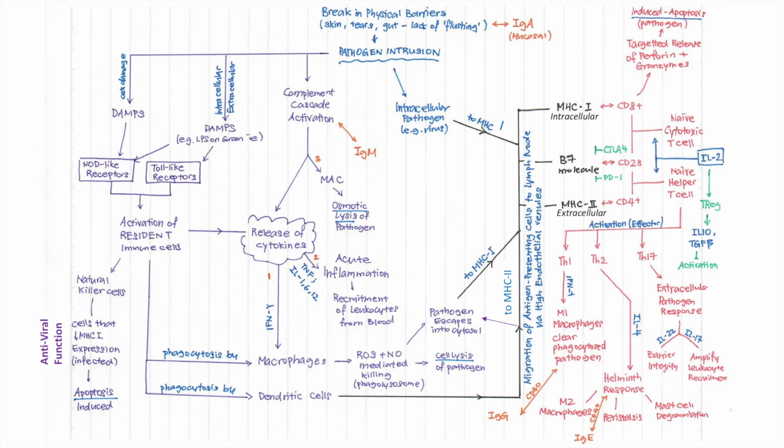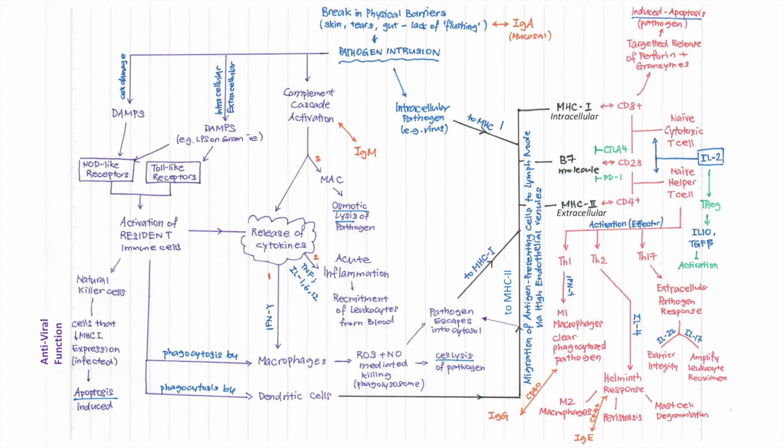Therefore, an absence of these flushing mechanisms, such as peristalsis in the gut, tear secretion in the eye, or the layers of keratin in the skin, can cause a break in physical barriers and lead to pathogen intrusion. Again, big picture, the left-hand side in purple is the innate immune response.